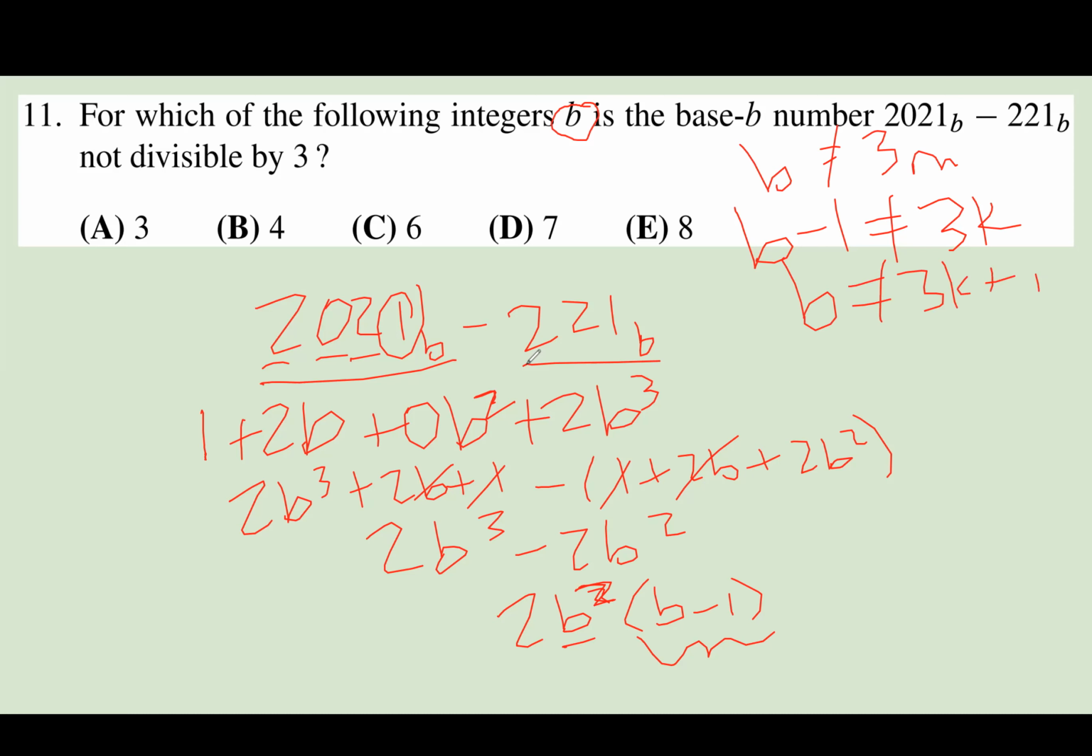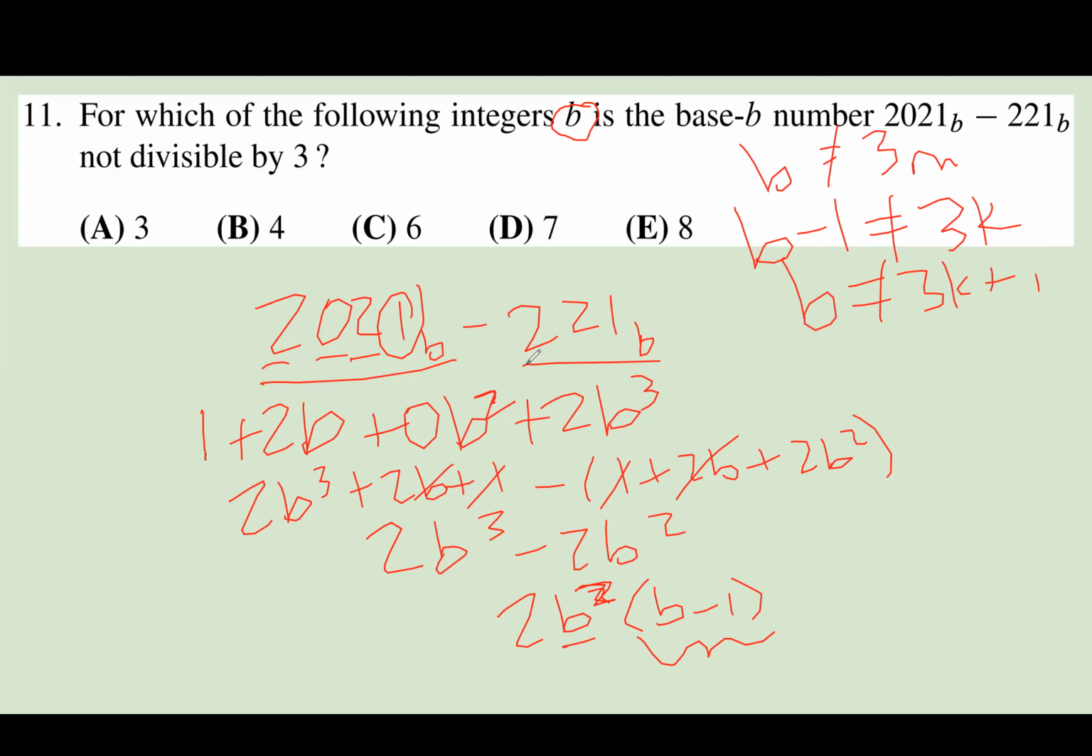So what does this mean? This means that b cannot be a multiple of 3, and it also cannot be a multiple of 3 plus 1. So the only other option is that it's a multiple of 3 minus 1.